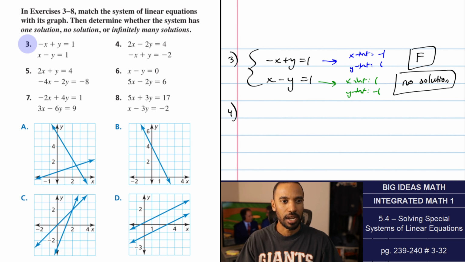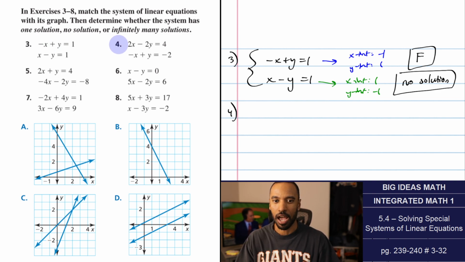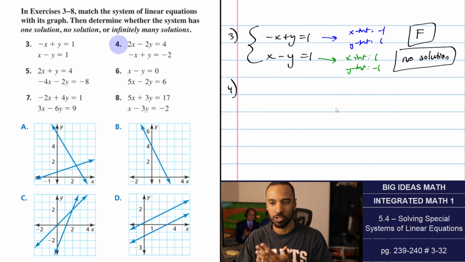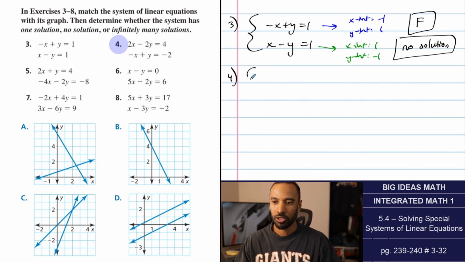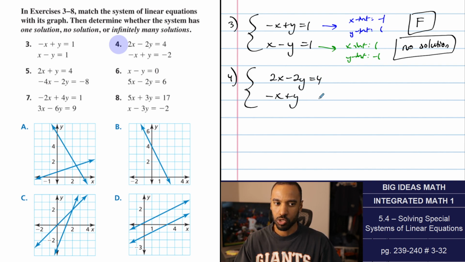Number 4. And I'm going to try and not do it algebraically, right? I want to reserve these for solving by graphing as long as they are these kinds of questions. Later, we're clearly going to do a lot of algebraic problems. 2x minus 2y equals 4, and negative x plus y equals negative 2.